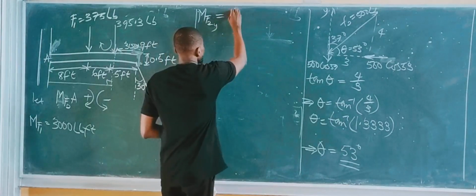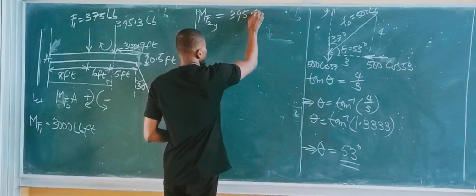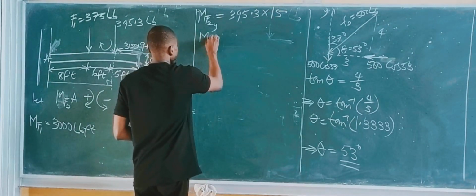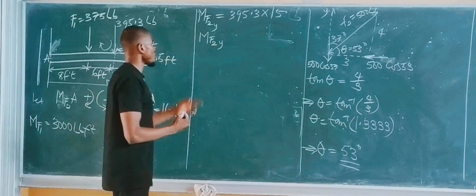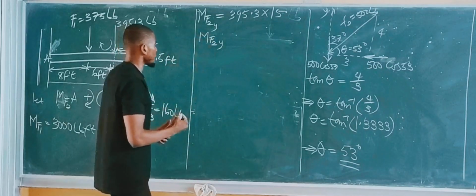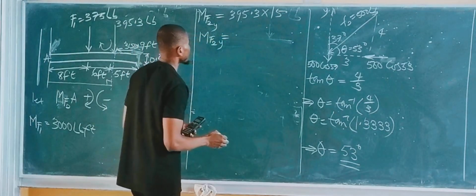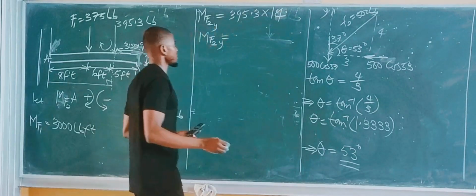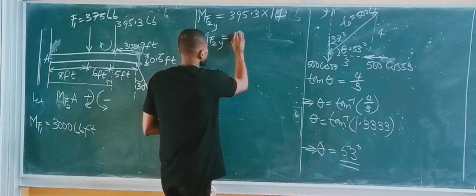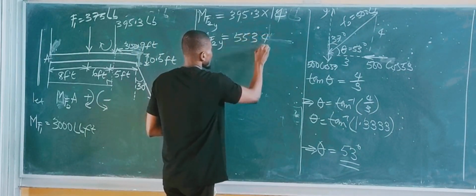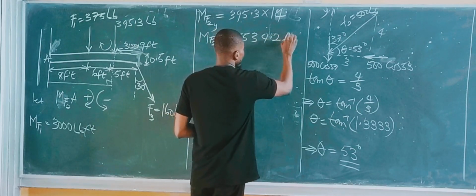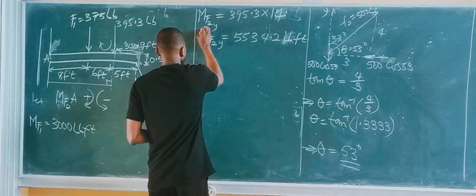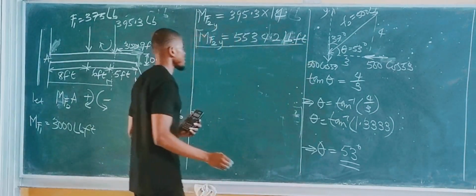So you simply have 395.3 multiplied by 14 feet. So MF2Y simply means moment of force 2, considering the vertical component, is now equal to 395.3 by 14. This is 14 by 14. So that gives us 5534.2 pounds-feet. So this becomes the moment of the second force, considering the vertical component.